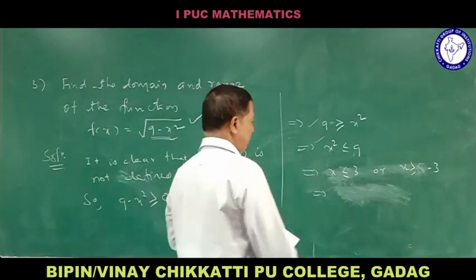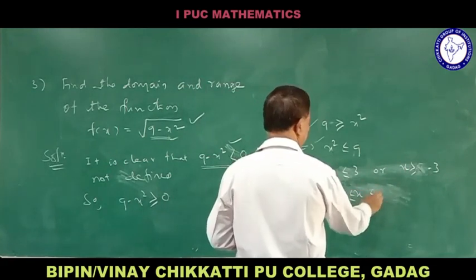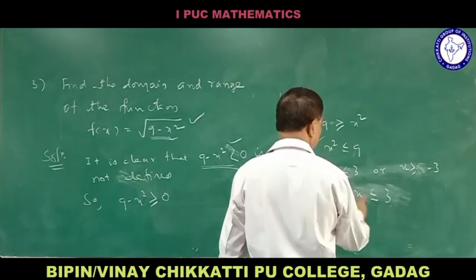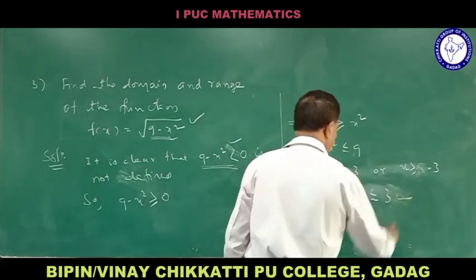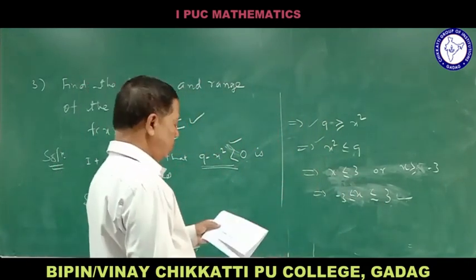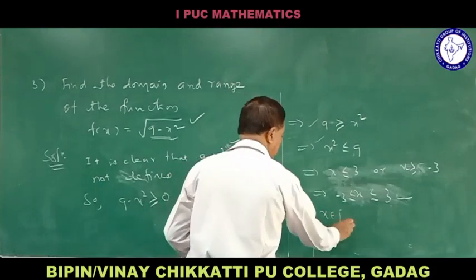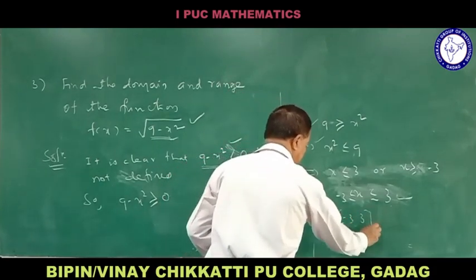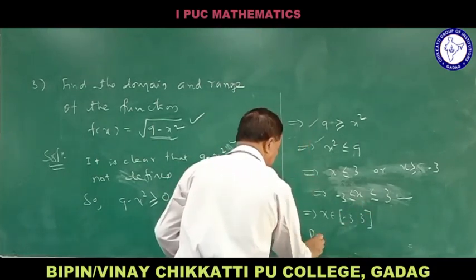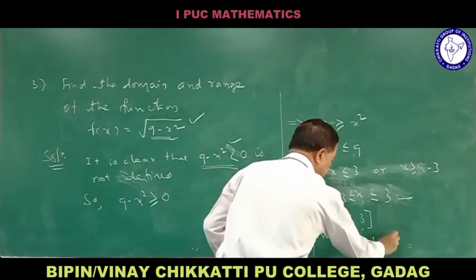So x should be greater than or equal to minus 3 and lesser than or equal to 3. So the values of x are plus 3 and minus 3, and you can say easily that this implies x belongs to minus 3 and plus 3. So closure, lesser equal to, therefore domain of this function, domain is equal to minus 3 and 3.